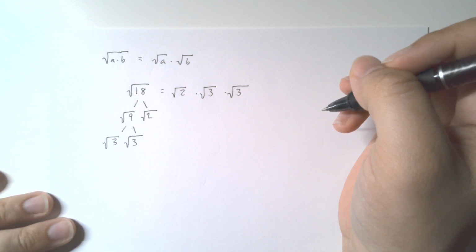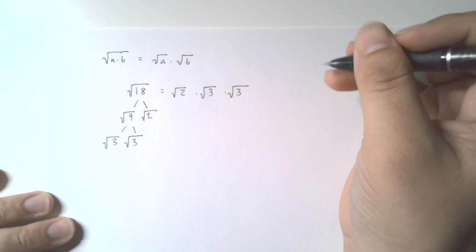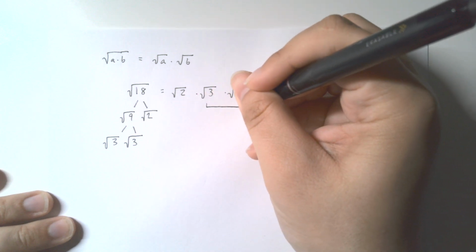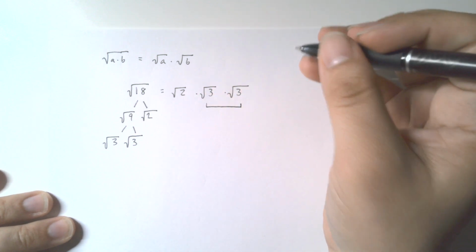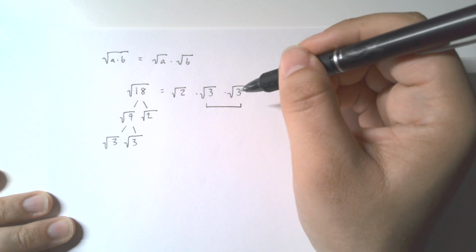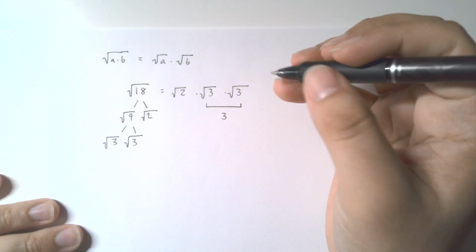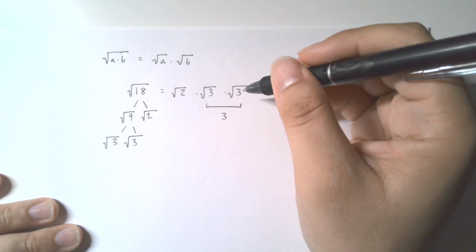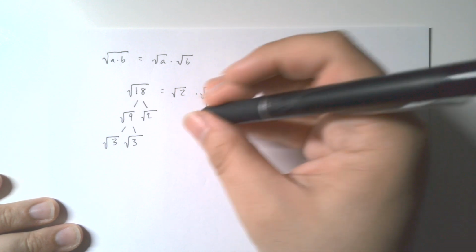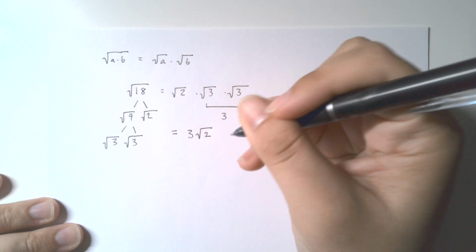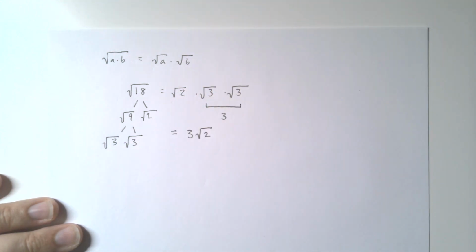However, we have to take this a step further to simplify it. We gather up all of our pairs of square roots. So we have 2 square roots of 3 here, and this gives us just a 3, because square root of 3 times square root of 3 is just 3. And so what we really say is that this is equal to 3 square root of 2. And so this is how we can simplify square roots.